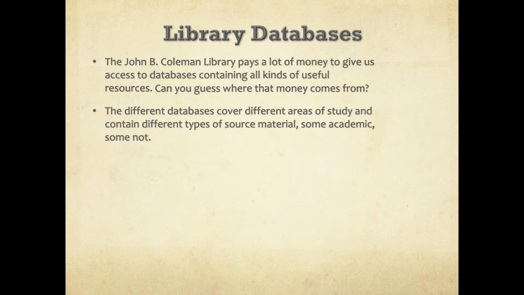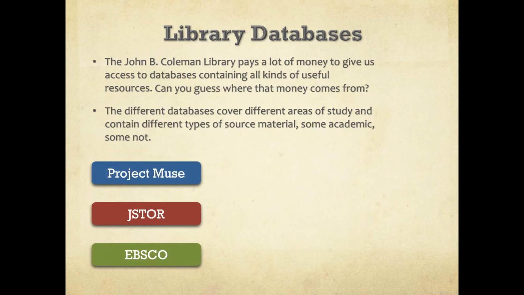Okay, so I want to tell you about a few of the most useful library databases that can be used to search for academic sources related to language and literature. So this is not an exhaustive list. There are other databases that will give you those types of sources, but these are three pretty good ones that I recommend. So Project Muse, JSTOR, and EBSCO. I'm going to tell you a little bit about each of these three, and then we'll get online and do a couple of sample searches.